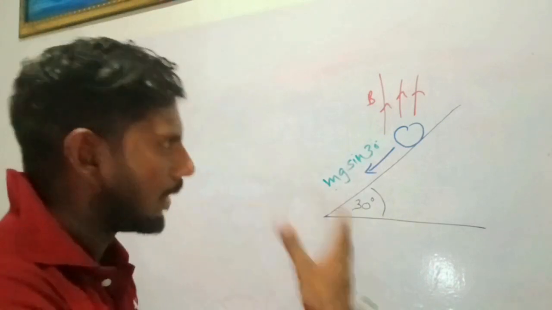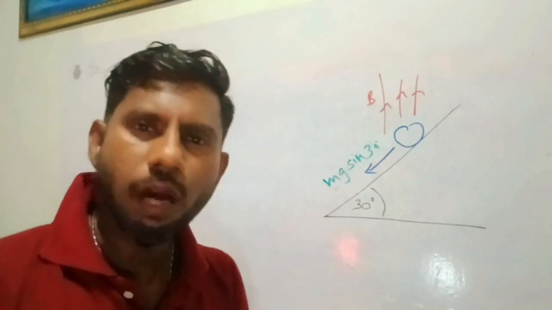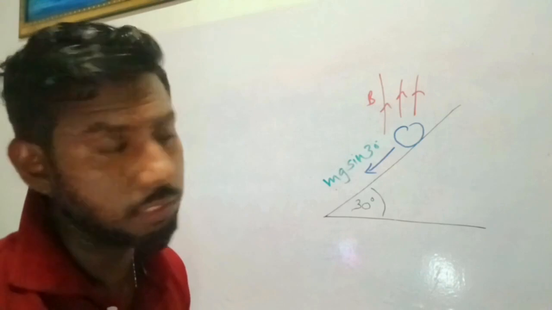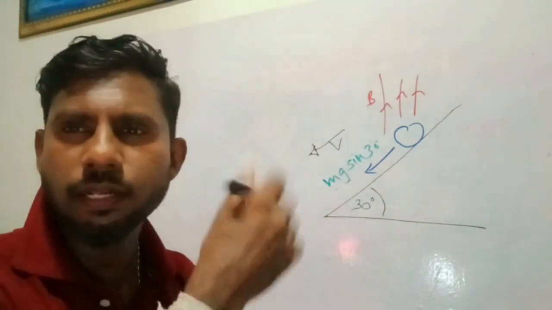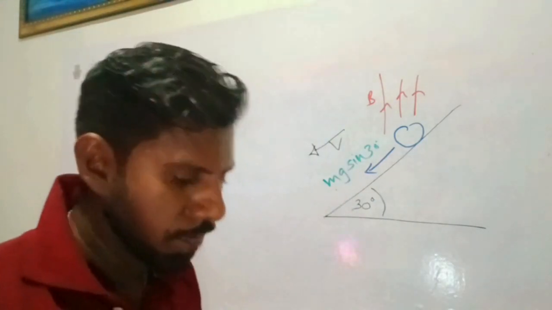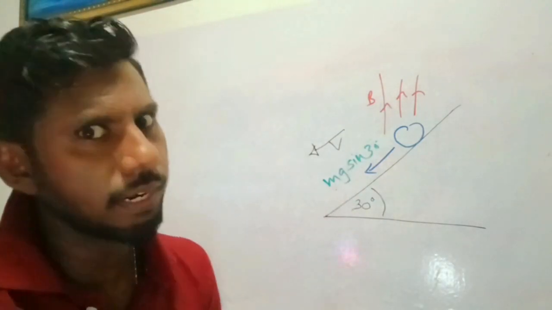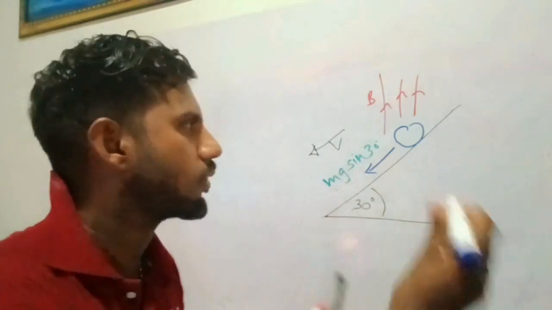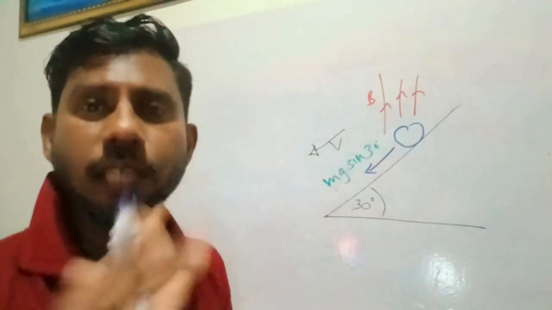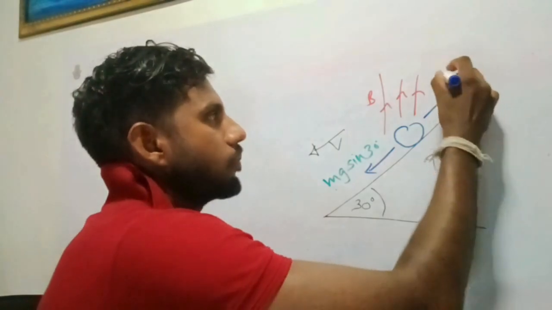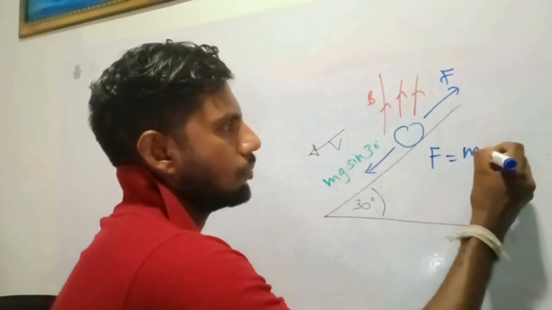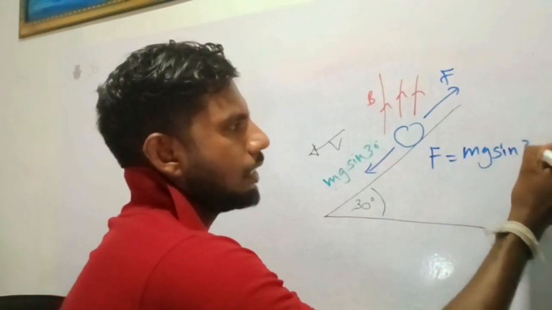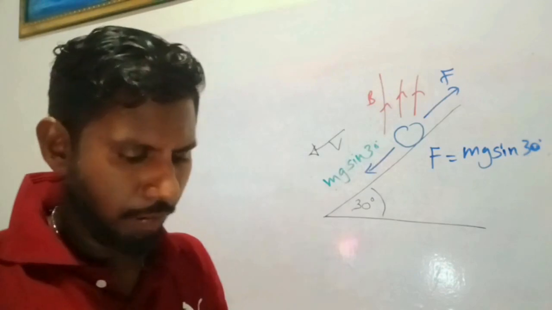If it is moving downwards with a constant velocity, that means there's no acceleration downwards, no resultant force. That means in the upwards direction we need to have another force, F, that is equal to mg sin 30. So F must be equal to mg sin 30.